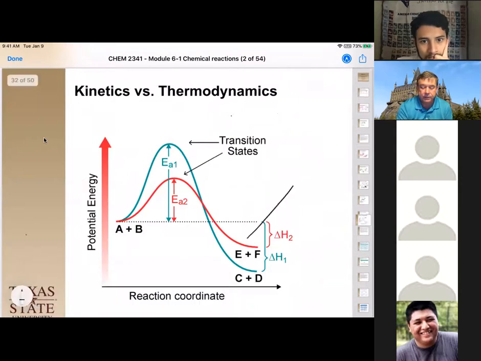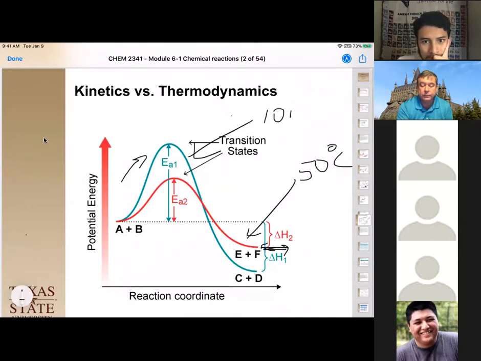This reaction is done at 50 degrees and doesn't have enough energy to go through this second transition state, and therefore makes the less stable product. Okay, so this would be a kinetically controlled reaction. Let's say we do this one at 100 degrees.